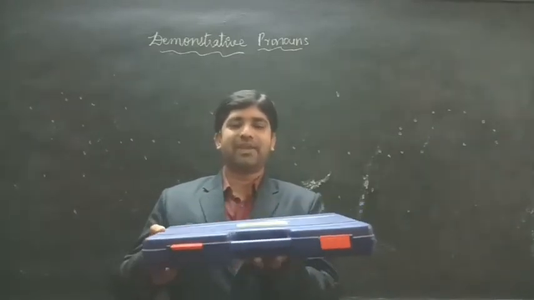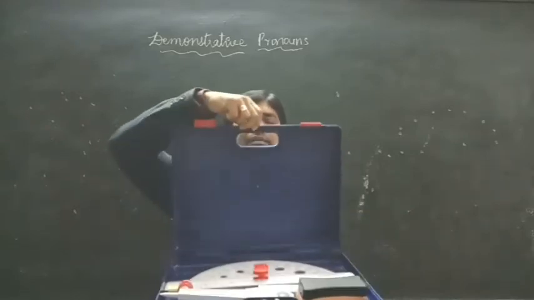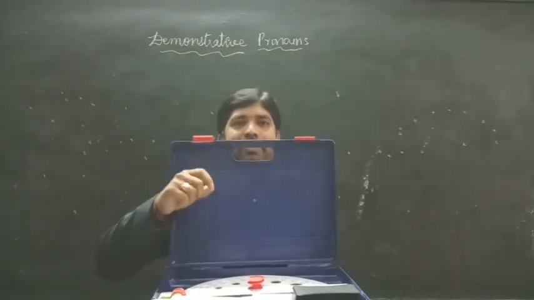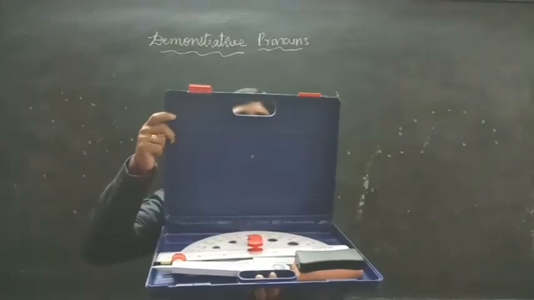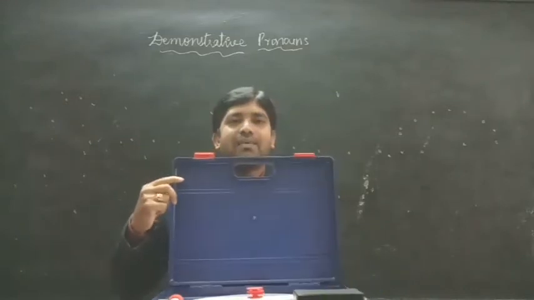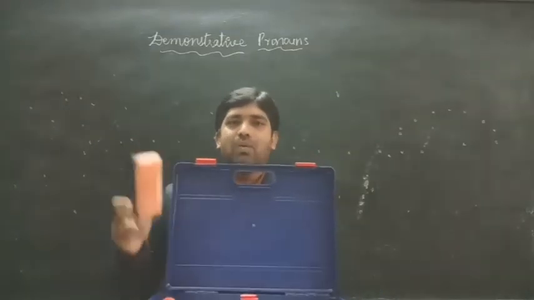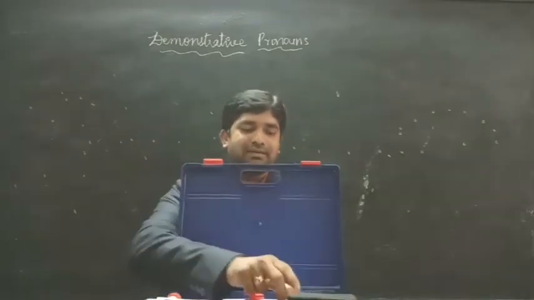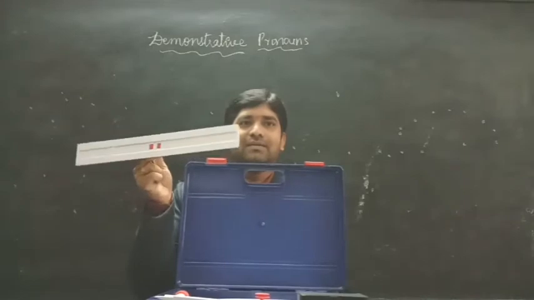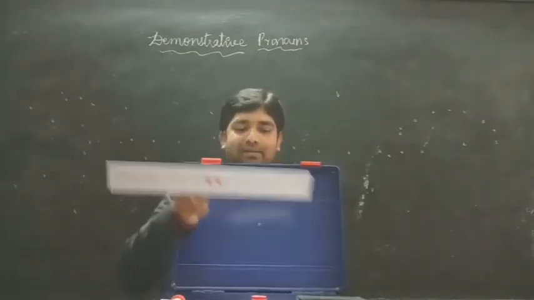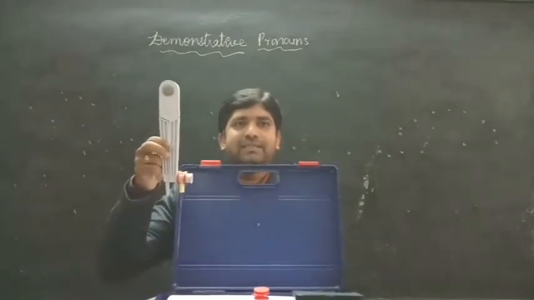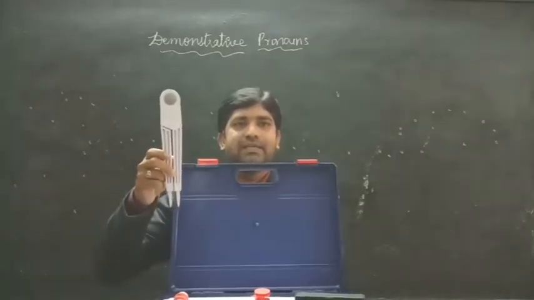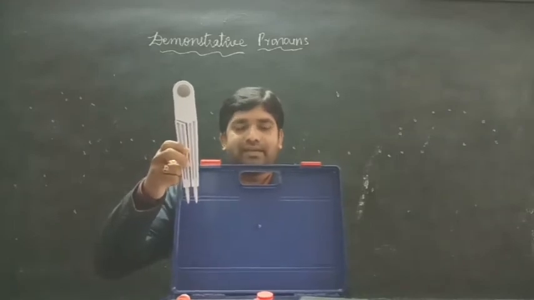This is a briefcase. What are you seeing? These are geometrical instruments. What are these? These are geometrical instruments. What is this? This is a duster. What is this? This is a ruler. What is this? This is a compass. What is this? This is a divider.